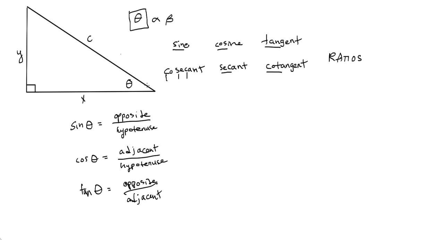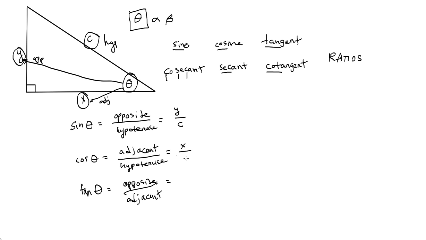Okay? So let's take a look at what that means in terms of angle theta. For angle theta, side Y, which is across the triangle from it, which is not part of the angle, is our opposite side. And side X is our adjacent side. Okay, and we know, of course, that C is our hypotenuse. So we should be able to write the 3 trig functions using those variables. Sine is the opposite side Y over the hypotenuse C. Cosine is the adjacent side X over the hypotenuse C. And tangent is the opposite Y over the adjacent X.